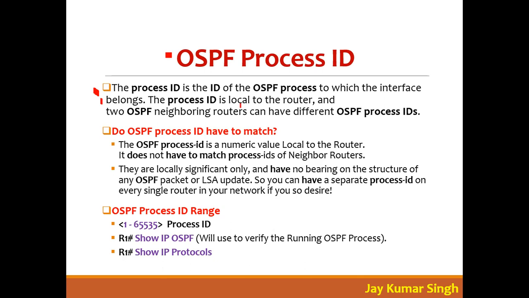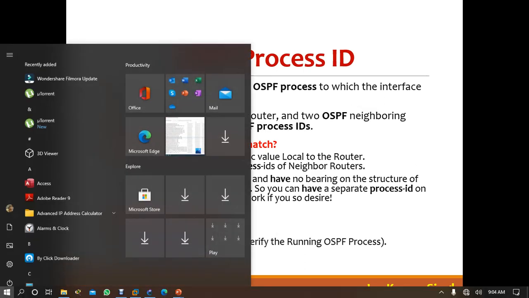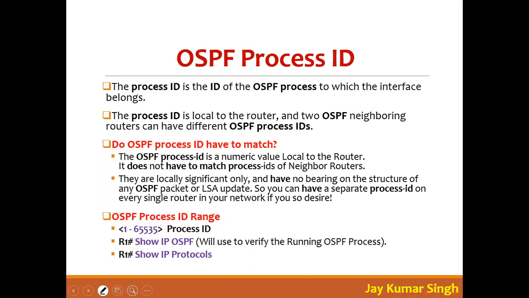And two OSPF neighboring routers can have different OSPF process IDs, so it doesn't mean that it must be the same. It can be the same, it can be different. So now see the process ID. As I told you, it is just keeping track of the OSPF process which is running on the router.